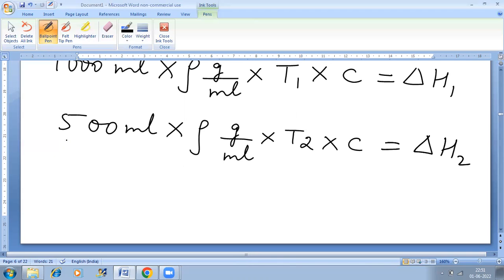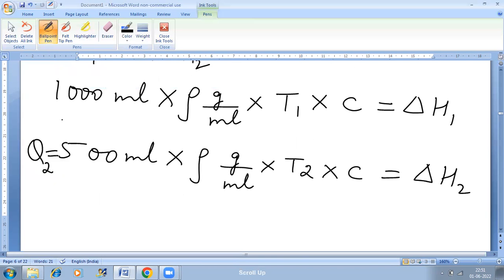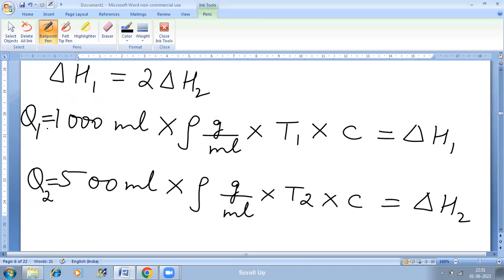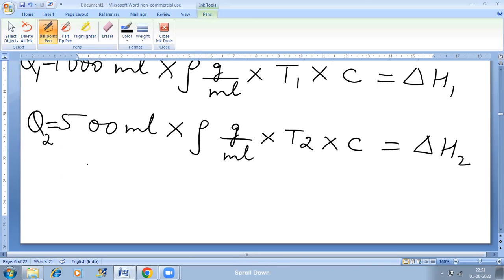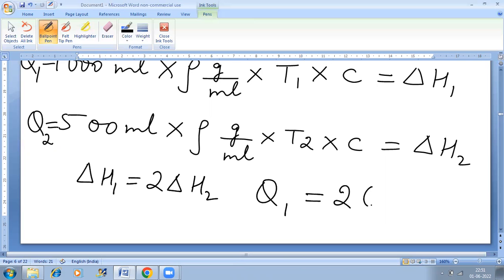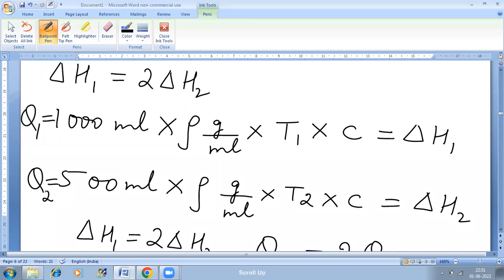Since it's taking place at constant pressure, straight away I'm saying that Q2 is equal to delta H2 and Q1 is equal to delta H1. Now clearly we have seen that delta H1 is equal to 2 times delta H2. That means Q1 is equal to 2 times Q2. Now we can use this relation.